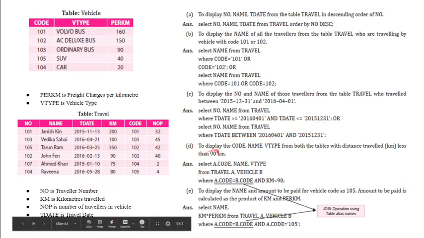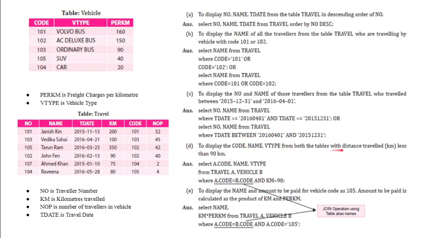Next is to display the code, name, V type from both the tables with distance traveled less than 90 kilometers. Here we need code, name and V type. We have to do equijoin because the data are in both the tables. First, select code is from the vehicle table because it is the primary key of the vehicle table, so we can write vehicle dot code.